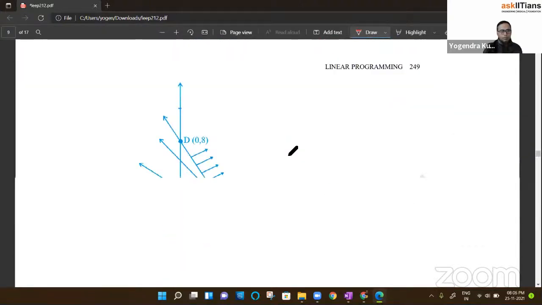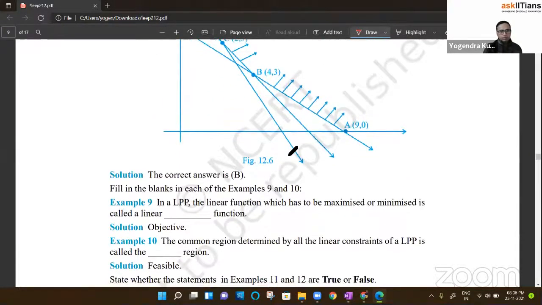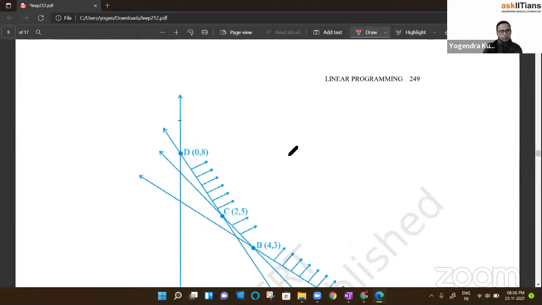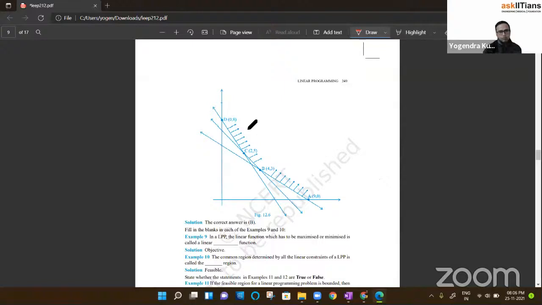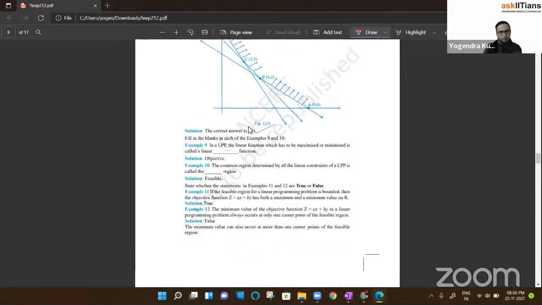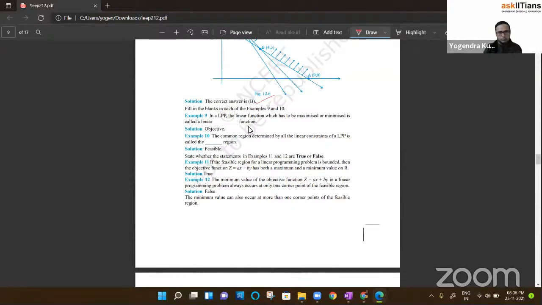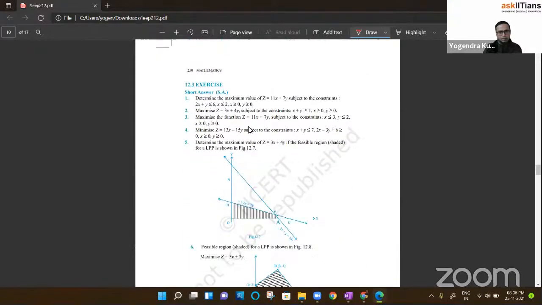Now, this one here. This is the question again for an unbounded region. The feasible region shaded is shown in this. The minimum value occurs at which point? I think the answer we are getting, these 4 points are there, B is the answer. Okay, fine. Then true false questions we already discussed.